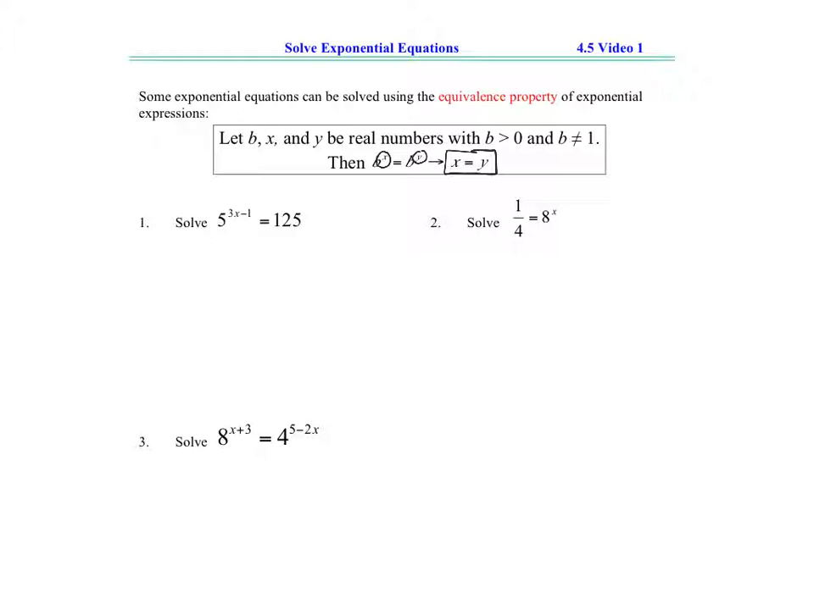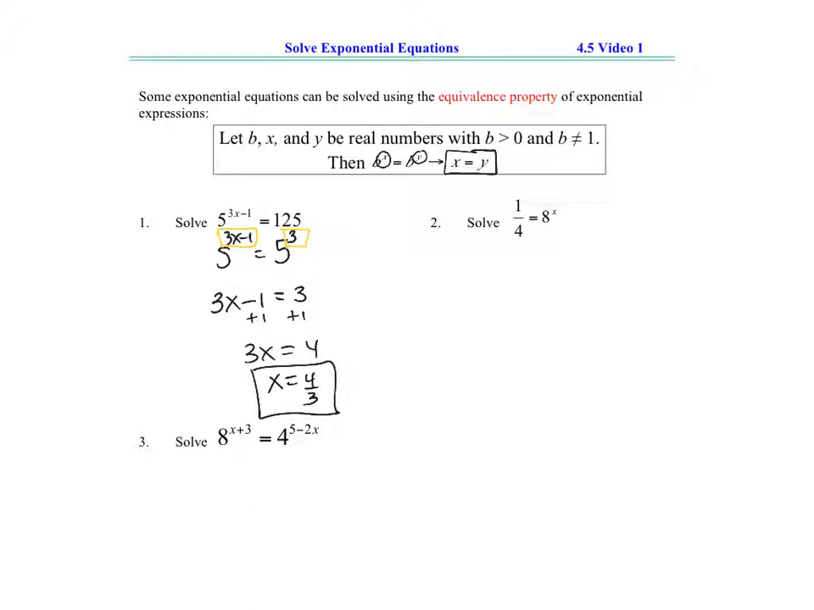If I rewrite 125 as 5 to the third, then I would have the equation 5 to the 3x minus 1 is equal to 5 to the third. In order for that to be true, our exponents have to be the same value. So then I can set 3x minus 1 equal to 3 and then solve that equation. So we'd get 3x equals 4 and then x equals 4 thirds. Okay, let's try another one.